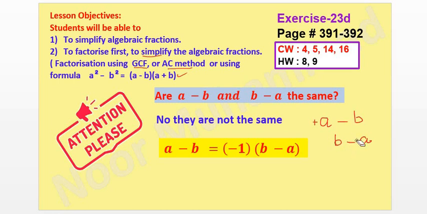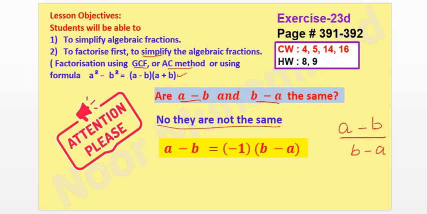So remember, if I have a minus b in the numerator and b minus a in the denominator, they are not the same, so obviously I cannot cancel them. Some of the girls make this mistake: they start cancelling these two, thinking the factors are the same. But we can make them the same.